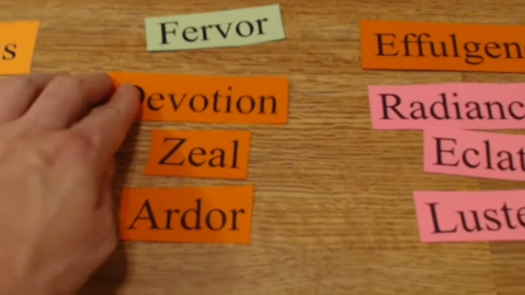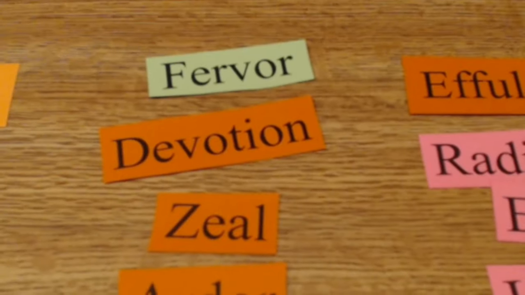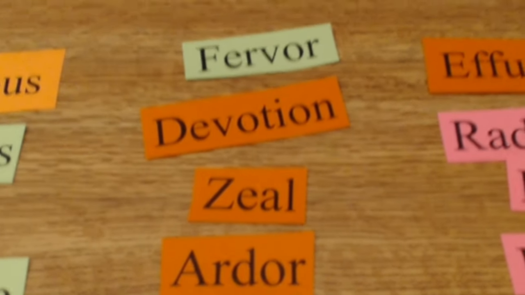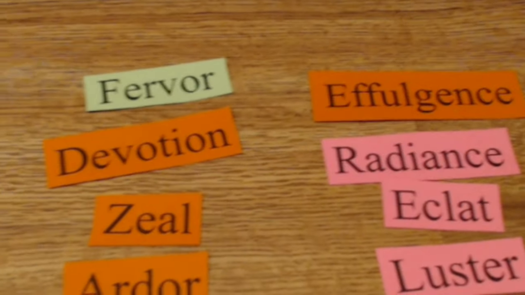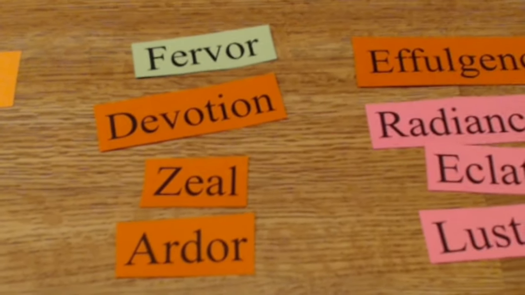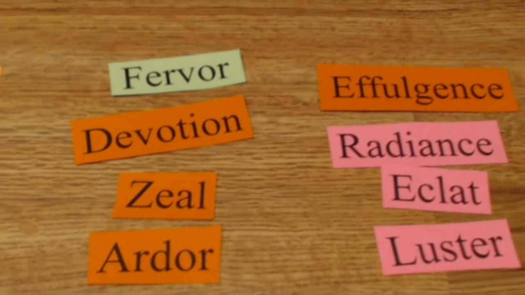For example, here, devotion did not come from Poe, okay? Zeal and ardor did, but devotion did not. I just used devotion to kind of fill in that group because there wasn't another Poe word to make 4 words in that group, okay? So that's fine. All right, so that's the teacher-directed version.